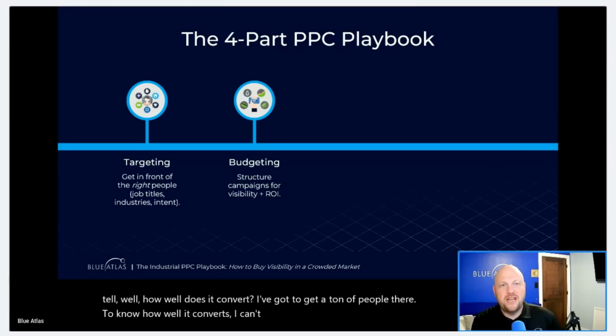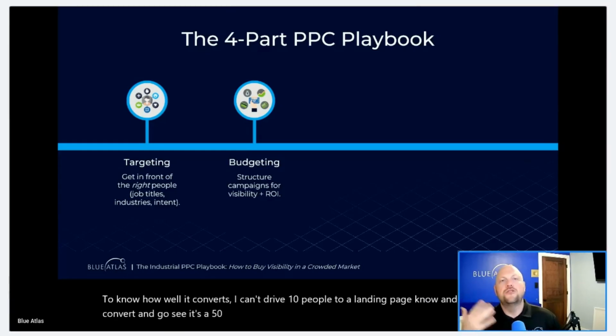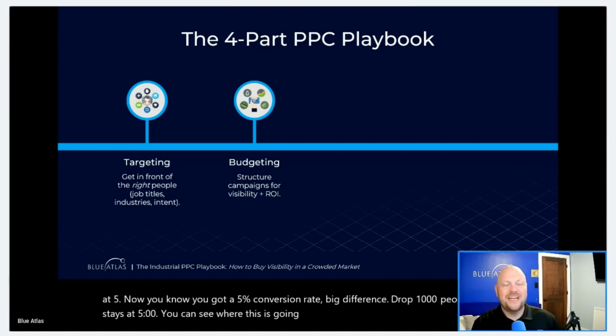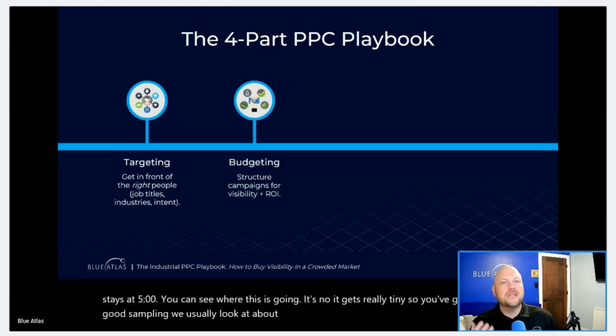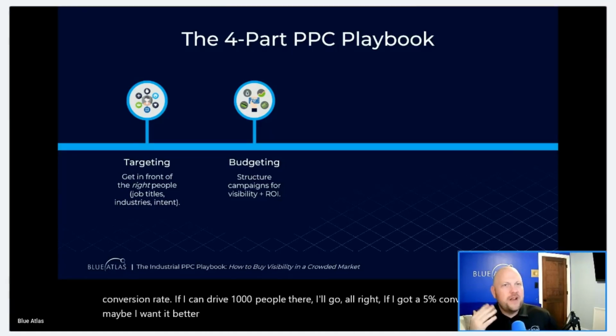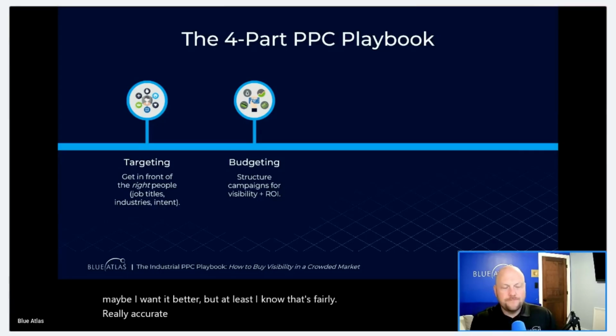I can't drive 10 people to a landing page, and 5 of them convert and go, see, it's a 50% conversion rate. Drop 100 on there, that number may stay at 5. Now you've got a 5% conversion rate. Big difference. Drop 1,000 people and it stays at 5. You can see where this is going. It gets really tiny. So you've got to get a good sampling. We usually look at about 1,000 people before I can start to trust my conversion rate. If I can drive 1,000 people there, I'll go, all right, if I got a 5% conversion rate, maybe I want it better, but at least I know that's fairly accurate to work with.